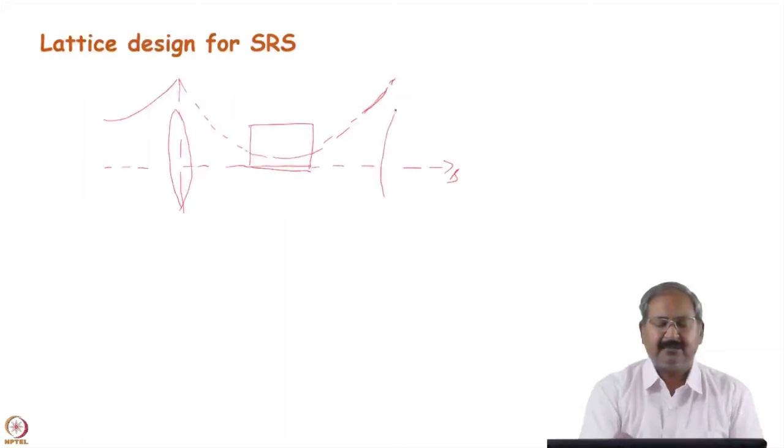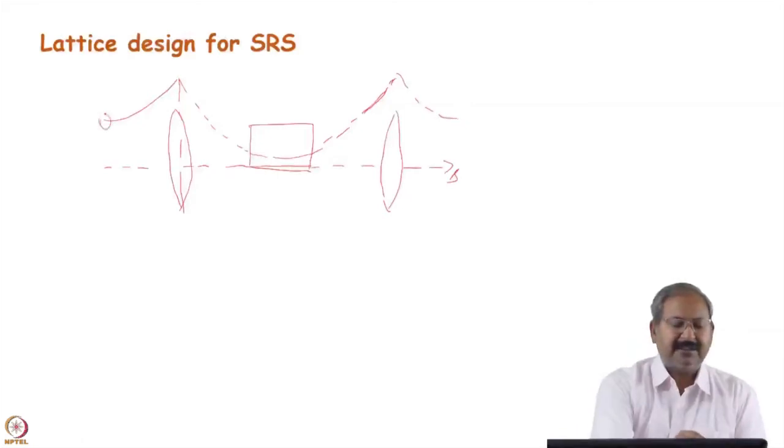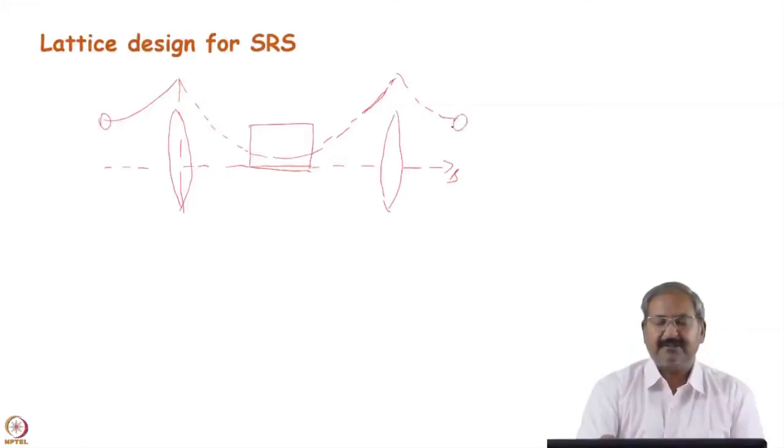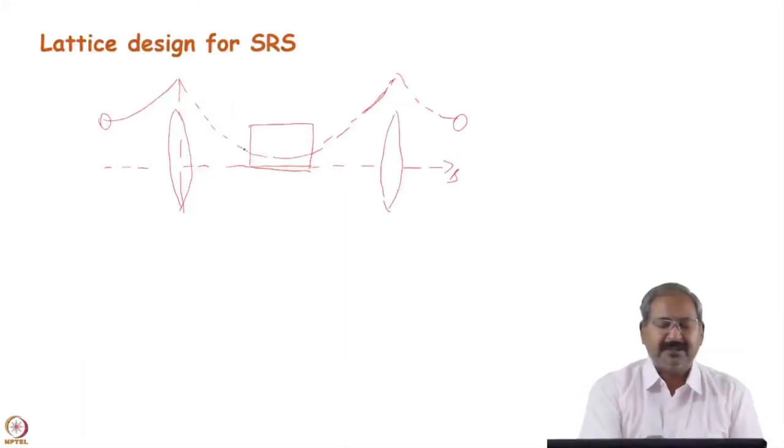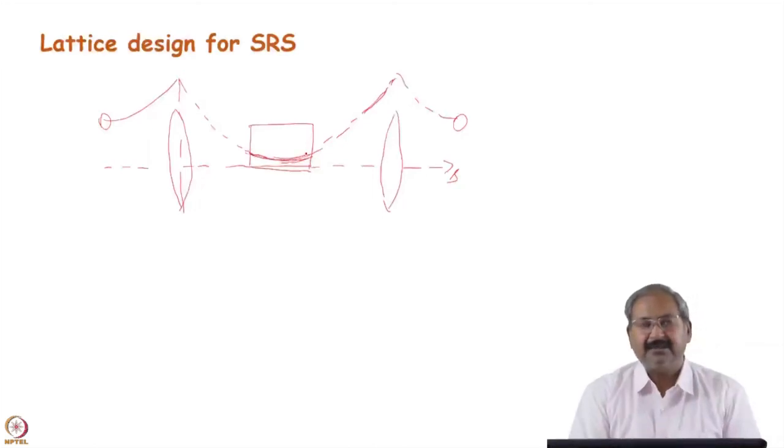Again put a quadrupole magnet and again this dispersion will be lower. So this value of dispersion and this value of dispersion will be the same, means we have a periodic solution. This kind of lattice can be used for making the SRS because in this case we have reduced dispersion inside the dipole magnet significantly.